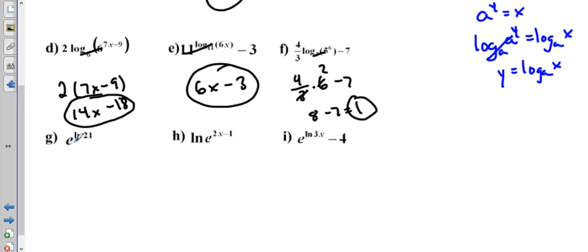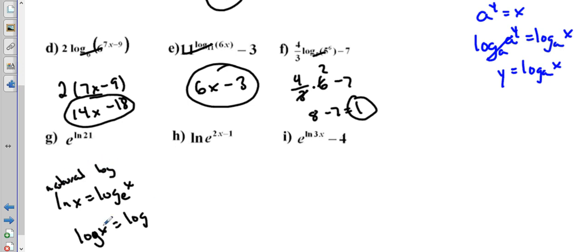Right here, e, natural log. Natural log of x is the same thing as log base e of x. e is Euler's number, and that's what we have. So those are the same thing. And the same way as we see log with no base whatsoever, that is a base of 10. That's known as a common log. This is known as a natural log.